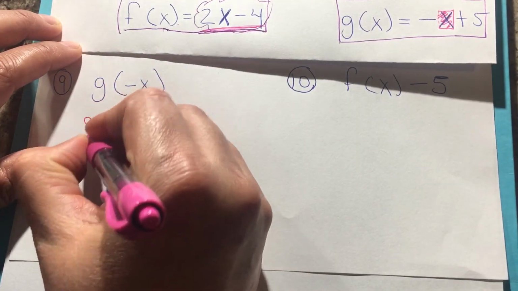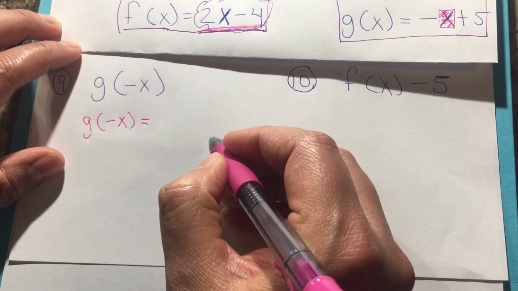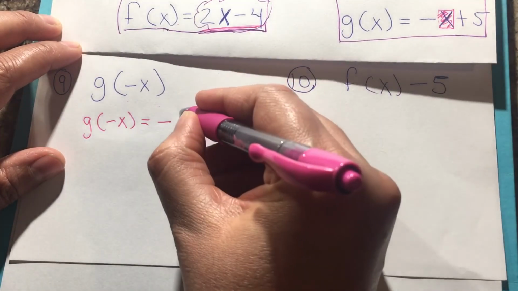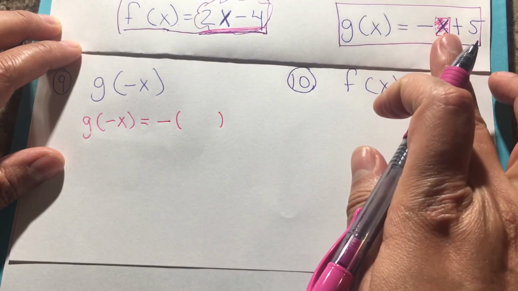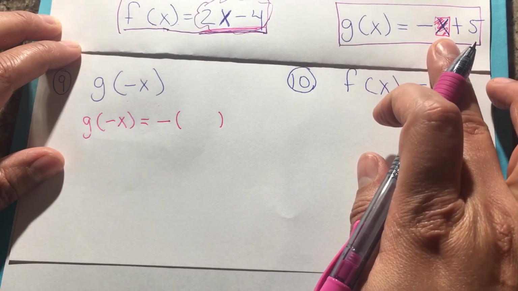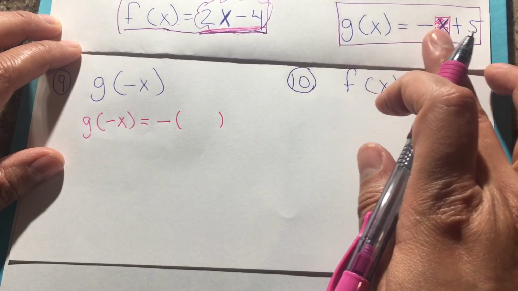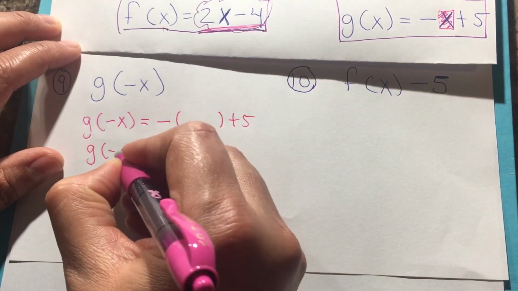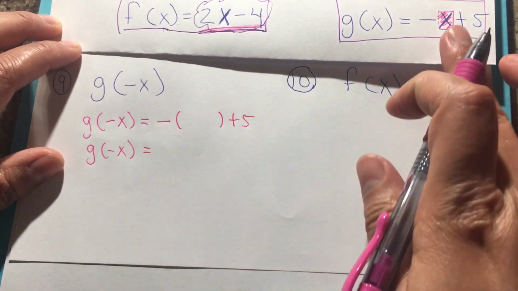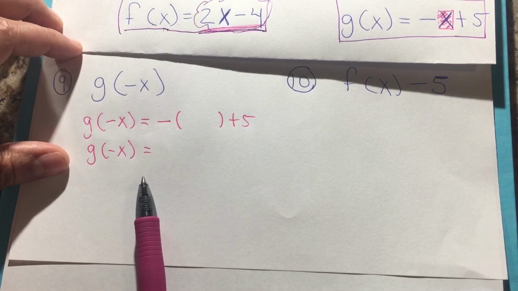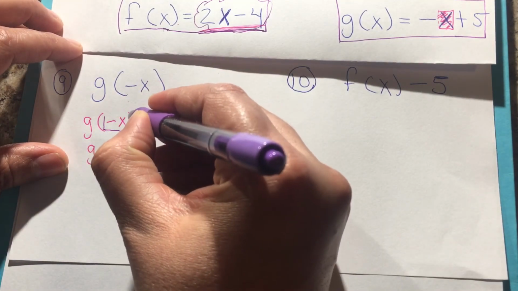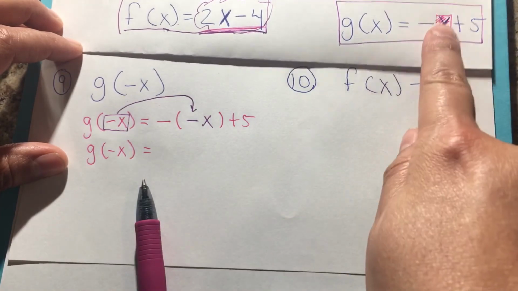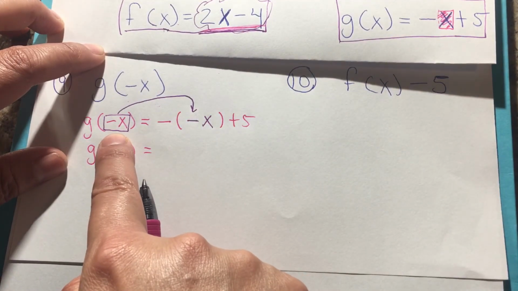This is for notation. G of negative x equals, we bring down the minus. Instead of x, we put a parenthesis, remember. So write it as it is, except that x is a parenthesis over here. So negative parenthesis plus 5. Bring down the notation. G of negative x equals, oh, and I'm sorry, what goes in here? Whatever is inside of this parenthesis goes in the parentheses, which is negative x. Remove the x, replace it with whatever is inside the parentheses.